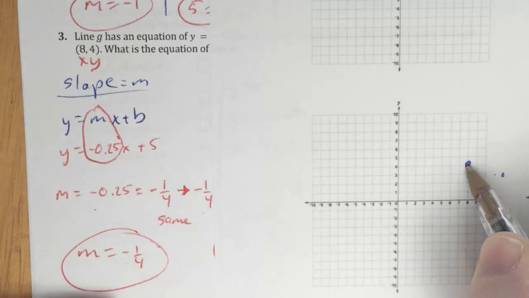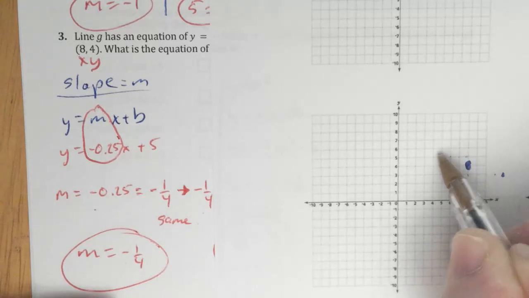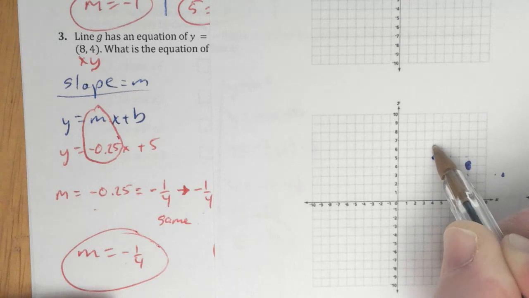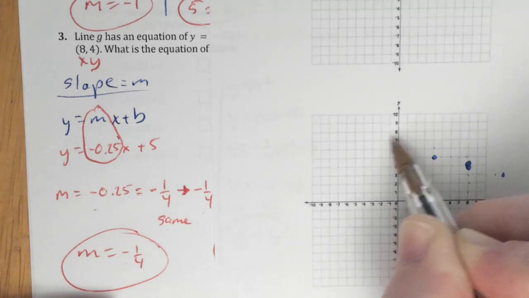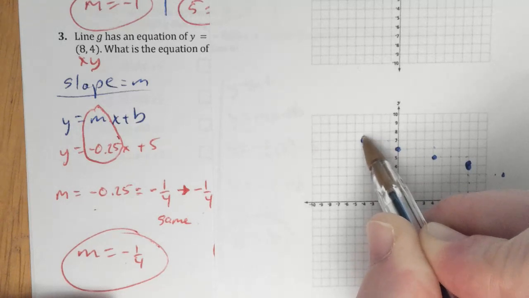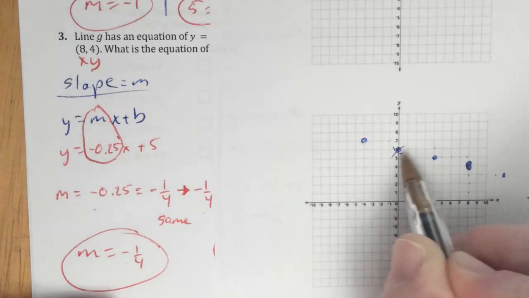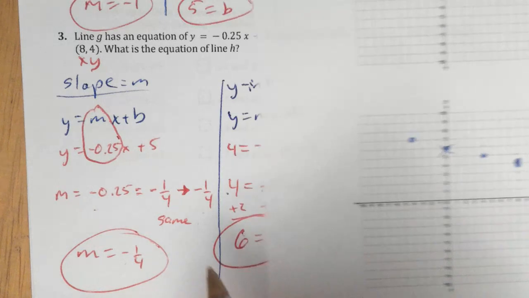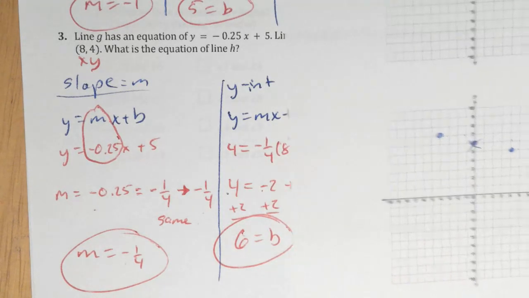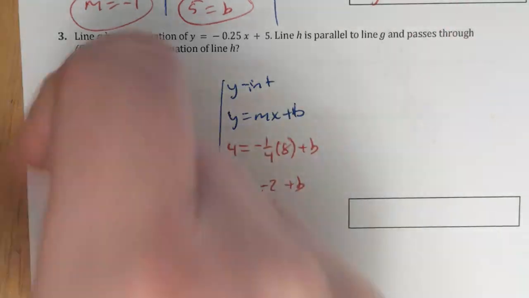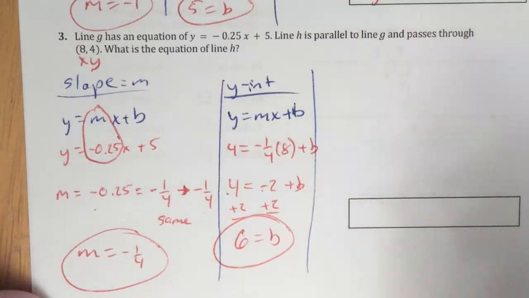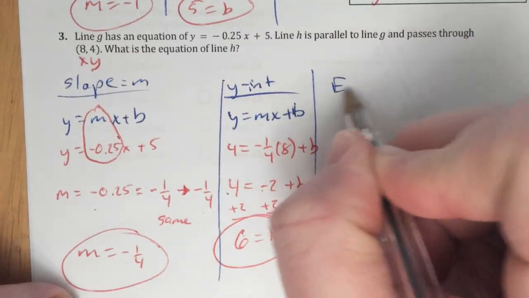Up 1, back 4. 1, 2, 3, 4. Do it again. Up 1, back 4. Up 1, back 4. Oh, look. I actually know where my y-intercept is. And guess what? It's at 6, just like I said a second ago. Isn't that nice? Awesome. So we found our y-intercept, and the final step is write down the equation.